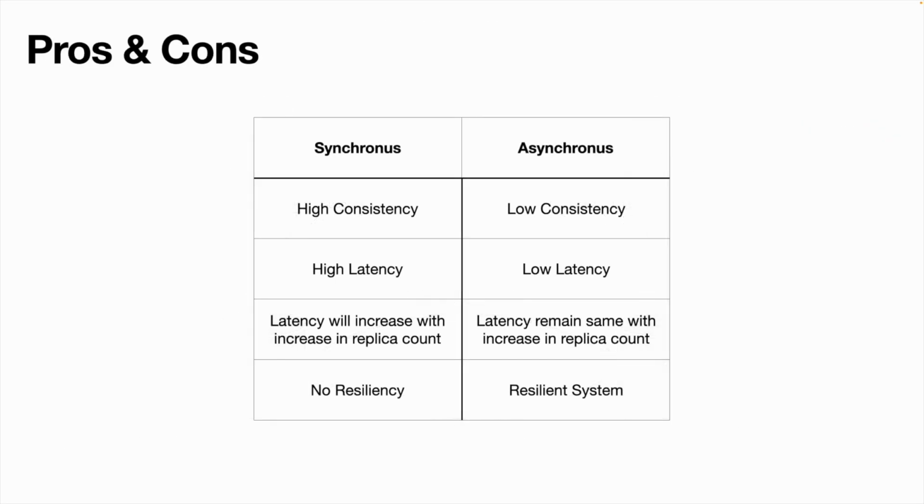So as we discussed, these are the pros and cons of the synchronous and asynchronous systems. Synchronous systems are more consistent as compared to the asynchronous system, and synchronous systems have more latency as compared to the asynchronous system. In the synchronous system, the latency is also dependent upon the number of replicas. More replicas, more latency. In the asynchronous system, latency is not dependent upon the replica count. The synchronous systems are less resilient as compared to the asynchronous systems.